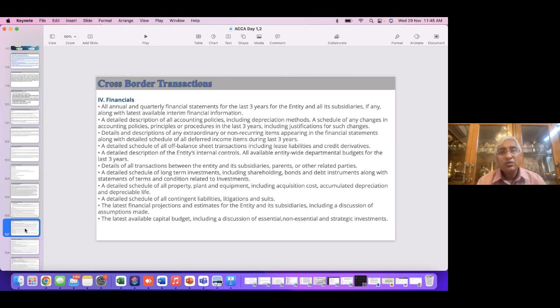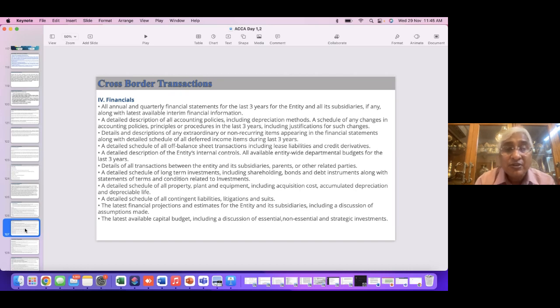All annual and quarterly financial statements for the last 3 years for the entity and all its subsidiaries, if any, along with the latest available interim financial information. These are to be maintained. A detailed description of all accounting policies, including methods of depreciation, schedule of changes in the accounting policies, principles or procedures in the last 3 years, including justifications for such changes. Because suppose your inventory valuation technique you have changed from one principle to another, then why it is changed and what is the impact of such changes in your financials, that must be disclosed.